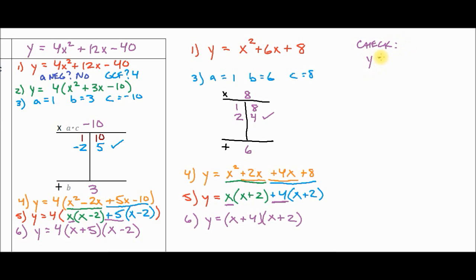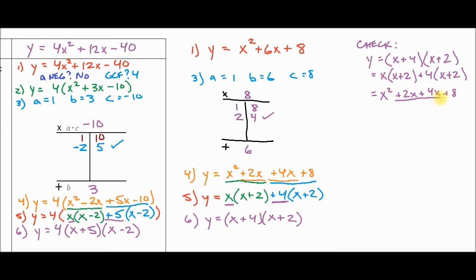Okay, y equals x plus 4 times x plus 2. We're going to go ahead and distribute the x to the x plus 2, and the positive 4 also distributes to the x plus 2. Let's combine our monomial and our binomial. X times x is x squared. X times 2 is positive 2x. 4 times x is positive 4x. 4 times 2 is positive 8.